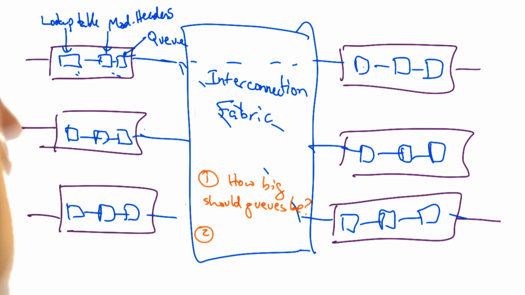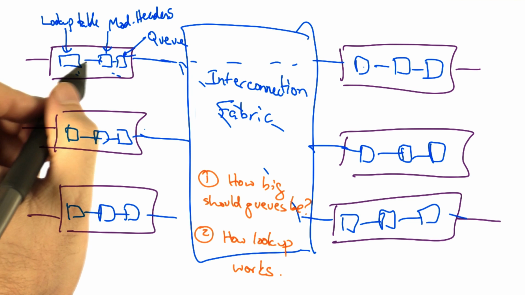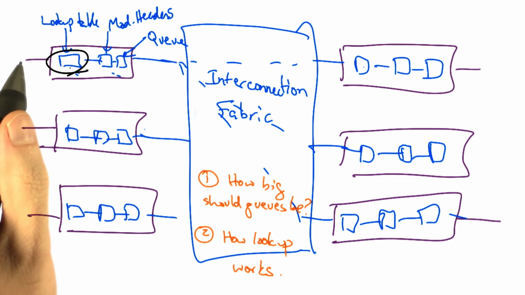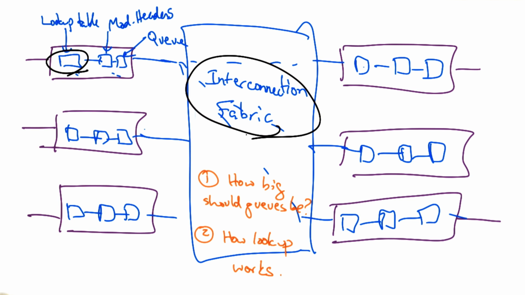In other lessons, we talk about several important questions, such as how big queues should be and how lookup works. In the rest of this lesson, I'll discuss important decisions in router design, such as the placement of lookup tables on each line card and the design of the interconnection fabric.